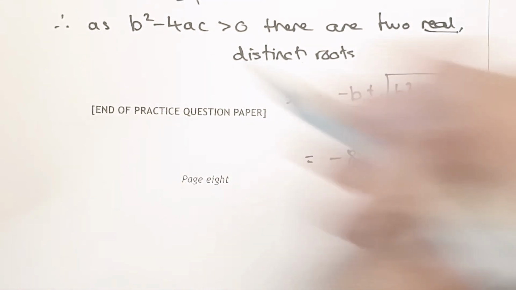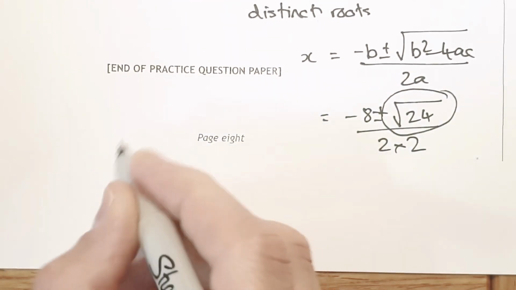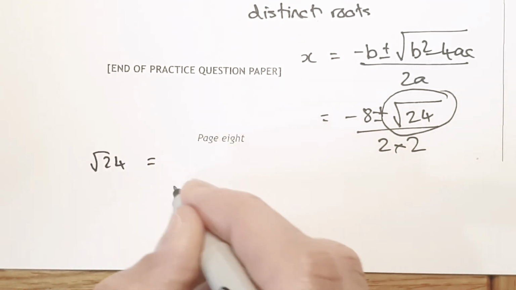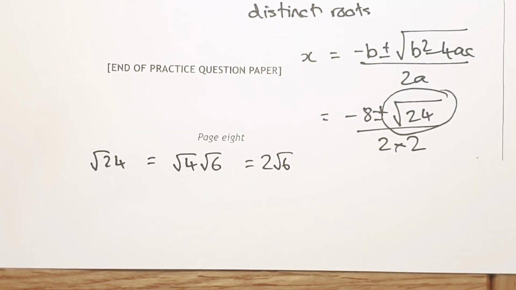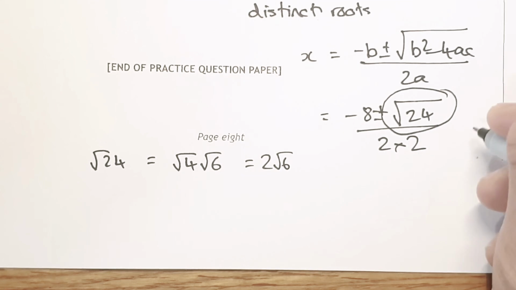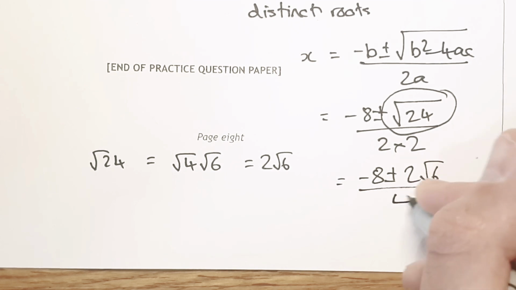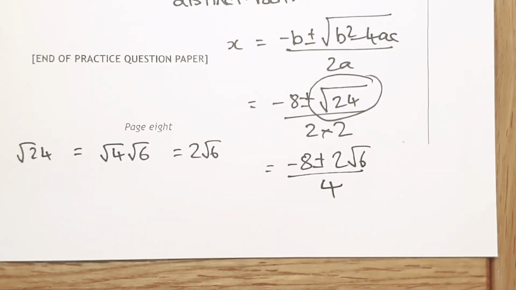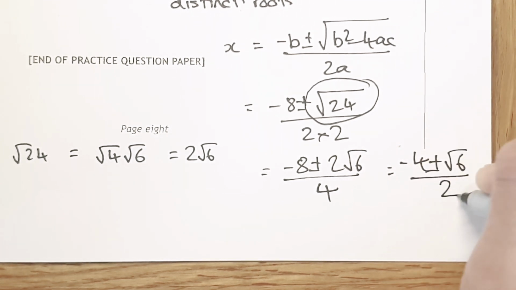Now this bit here, the root 24, 24 is not a square number. So root 24 is a surd, because root 24 is root 4 root 6, which is 2 root 6. So 2 root 6 is irrational. So therefore this entire thing of negative 8 plus or minus root 24 over 2 times 2, which would be 4, would just be negative 8 plus or minus 2 root 6 over 4. Even if you divided it all through by 2, just to simplify things a little bit, you get negative 4 plus or minus root 6 over 2.